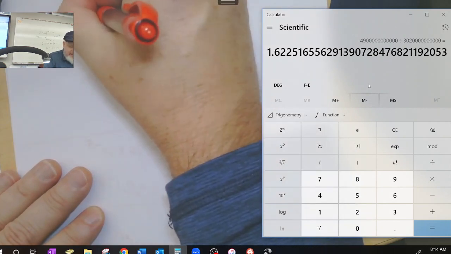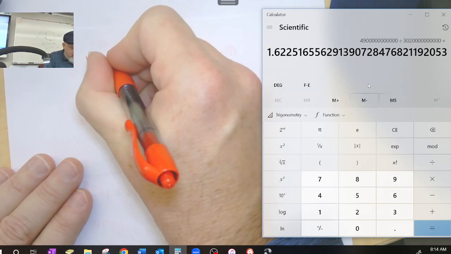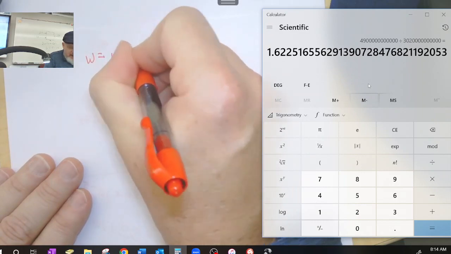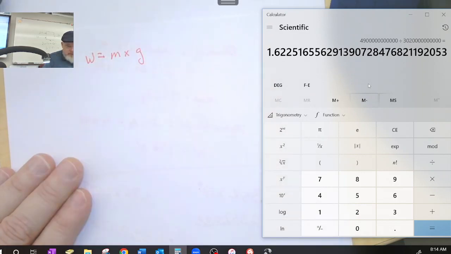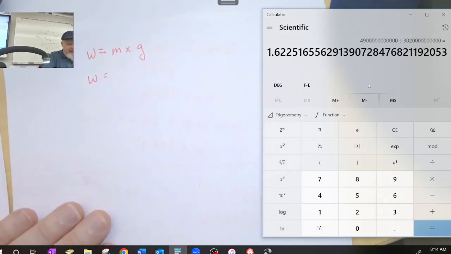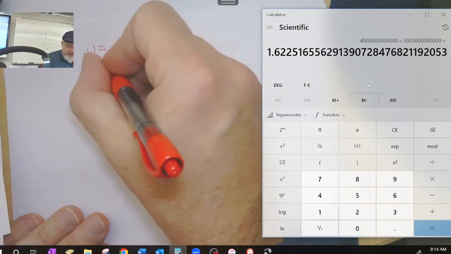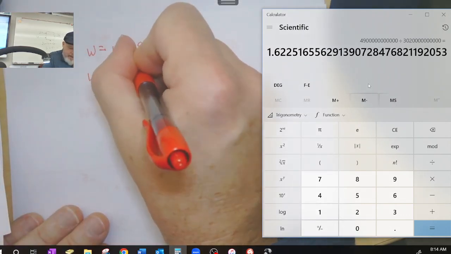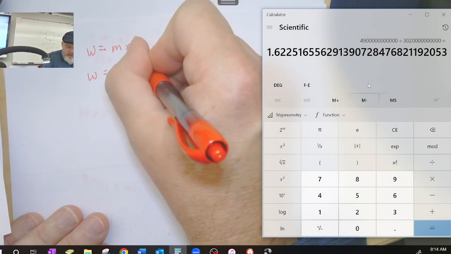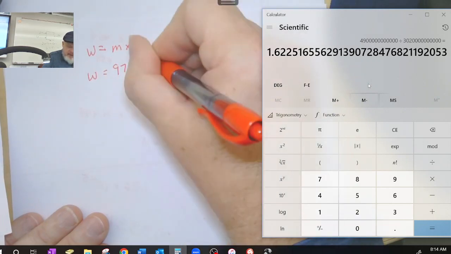Your weight is, get you on the screen here, your mass times your gravity. Okay? So we're trying to solve for weight. We know that your mass, or my mass, was 97.6, and that was in kilograms.